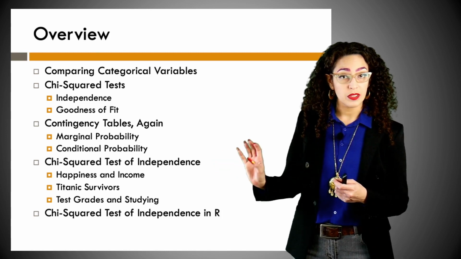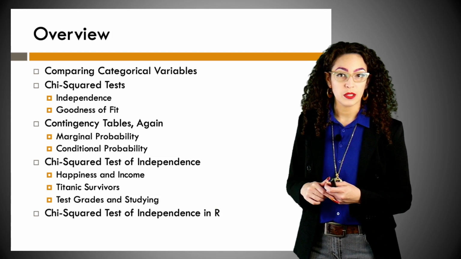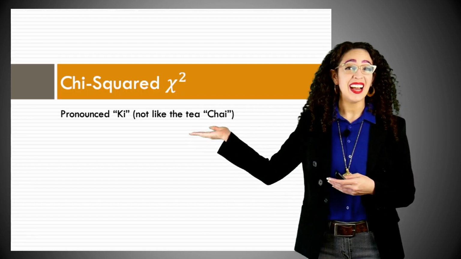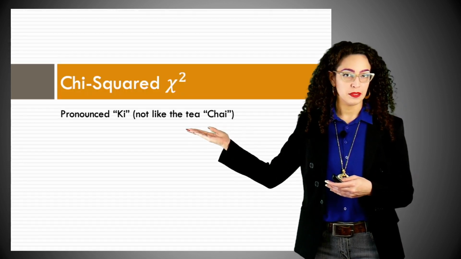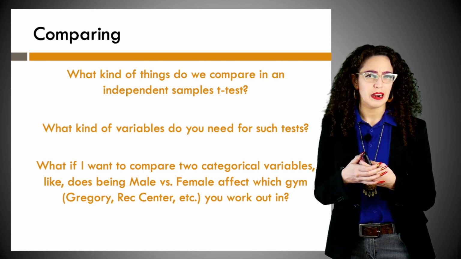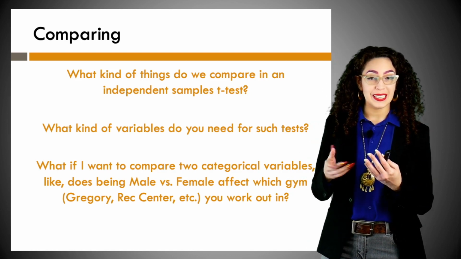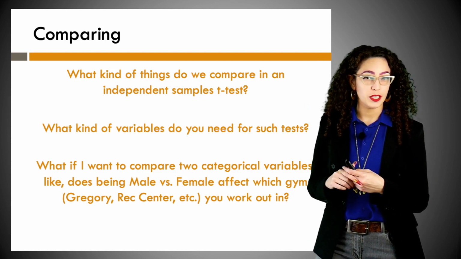Then we're going to focus for this lesson on the chi-square test of independence, and then I'll show you some chi-square tests of independence in R. Chi-squared! Not chi. So think back to a few lessons ago. I know it's still in there. What kind of things do we compare when we do an independent samples t-test, and what kind of variables do we need for such a test?